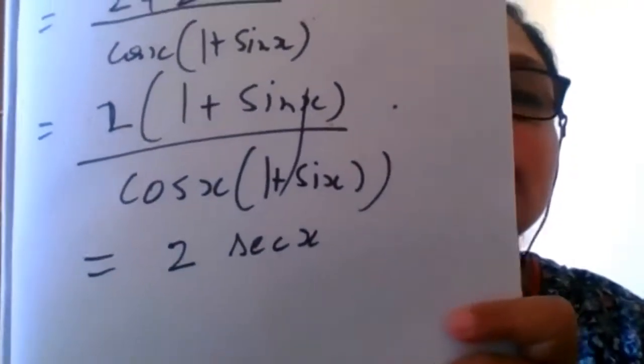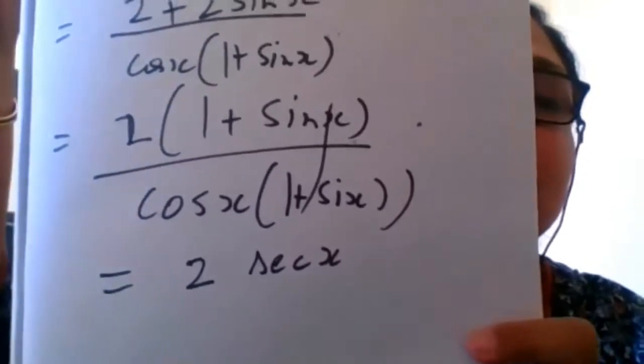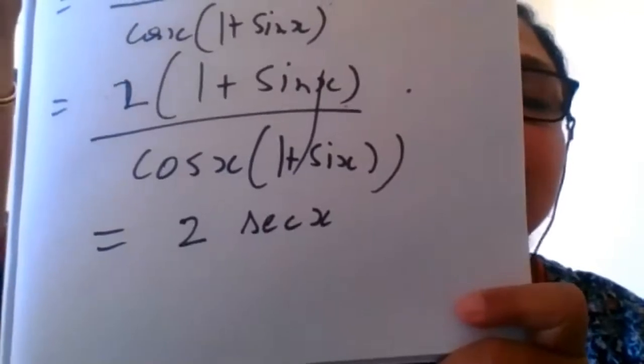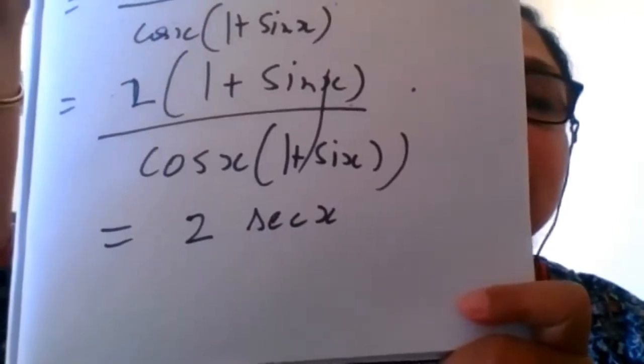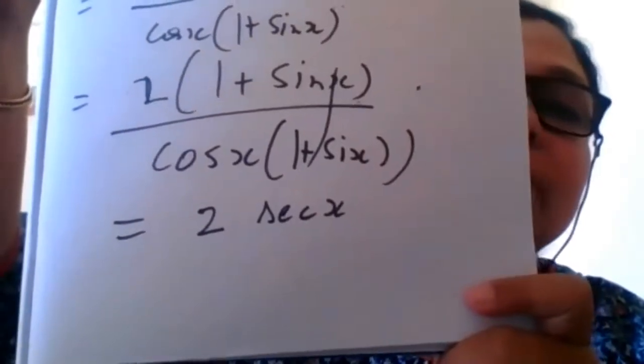Okay. So 2 multiplied by 1 plus sin x divided by cos x, then again 1 plus sin x. Both of those terms get cancelled off. So we are left with 2 upon cos x, which is nothing but 2 of secant x. Done with it?